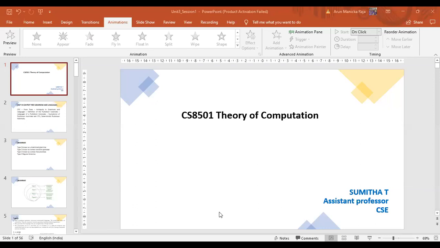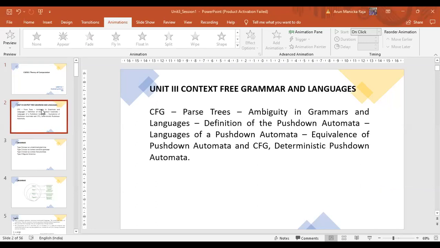So now we are going to start our third unit of TOC. This is nothing but context-free grammar and languages. Have you heard about grammars in TOC? Type 0, type 1, type 2? Students, have you heard about type 0, type 1, type 2 grammars in TOC? No, ma'am. No, okay, fine.